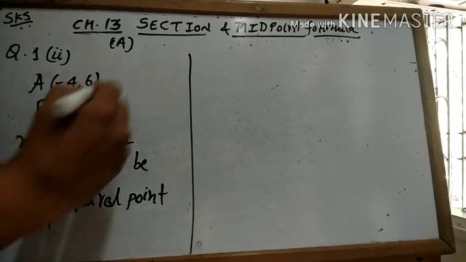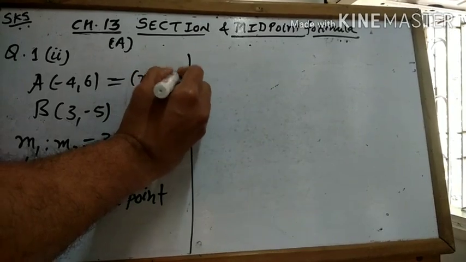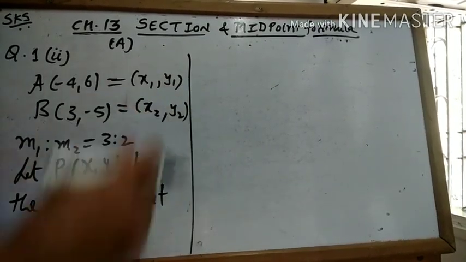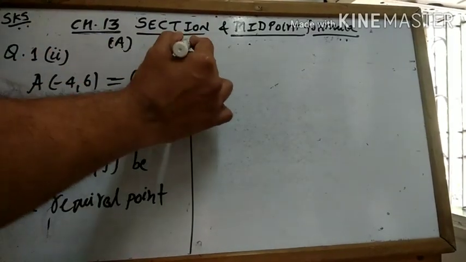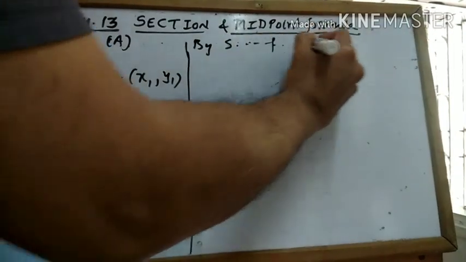Before going into the question, for our understanding, I will label this as x1 comma y1. Another point I will label as x2 comma y2. Why am I labeling these? You remember the formula. What is the formula? You have to always mention the section formula, like this. Fine.